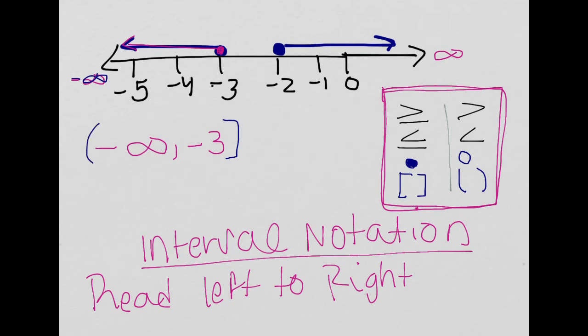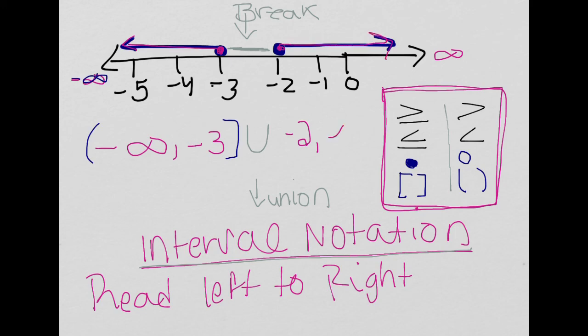All right? Now, if you notice, right here there's a break. There's nothing here, right? There's a break. Well, in our interval notation, we need to use a symbol to represent that break. When you have a break, you're going to use a symbol of a U, which represents a union. All right? The U represents a union. And then you need to write the remaining information, meaning this line here that starts at -2, comma, keeps going all the way to positive infinity.